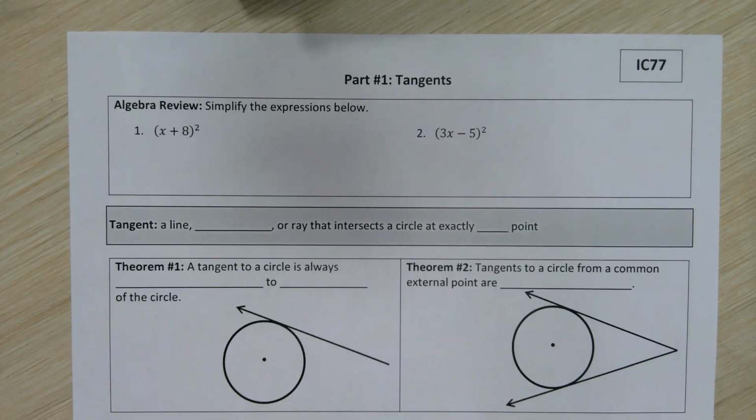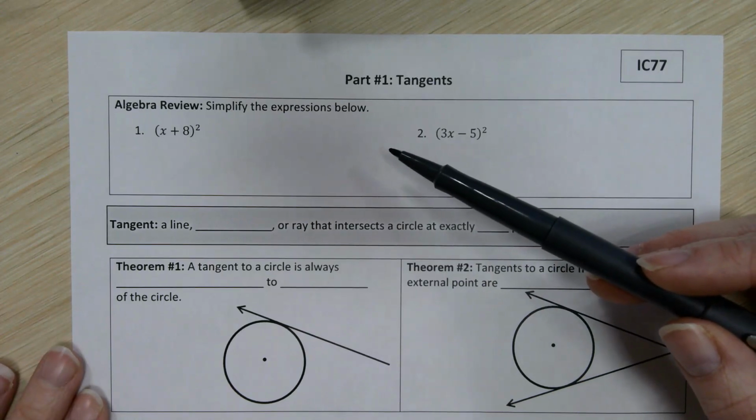For today's notes, you will need IC 77. This is the first part of Standard 18, where we're going to talk about segments and how they interact with circles. For this standard, there are some algebra applications that you'll need to know, and they do show up on the assessment. So we want to make sure that we do a little bit of algebra review at the beginning.